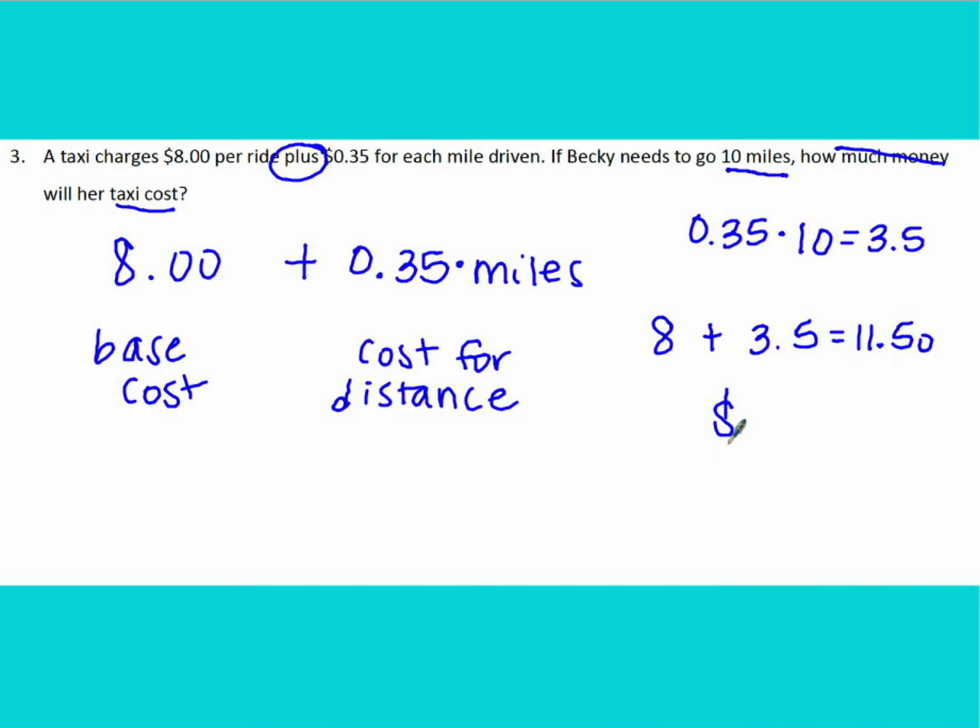So she's going to spend $11.50 for her 10-mile taxi ride. So that sounds like a reasonable price. If you're going to go only a few miles, you shouldn't have to pay too much money. So that's a pretty reasonable taxi amount. We also shouldn't have any sort of negative amounts here, because the taxi driver wouldn't be paying her. So it sounds like our answer is pretty reasonable here.